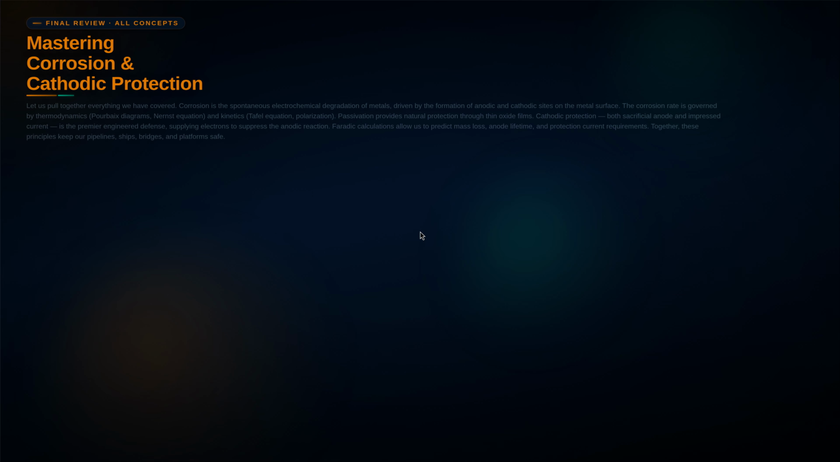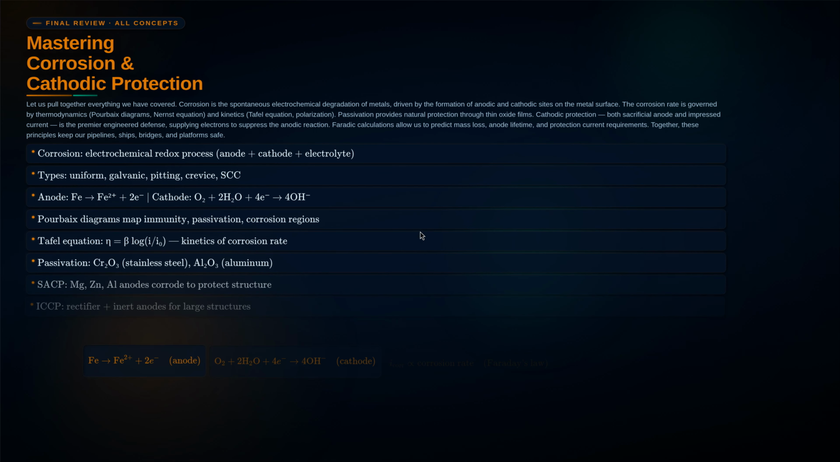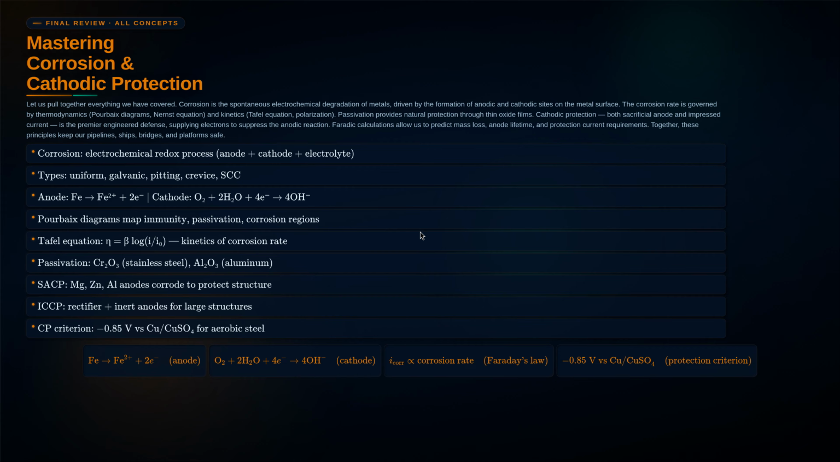Let us pull together everything we have covered. Corrosion is the spontaneous electrochemical degradation of metals, driven by the formation of anodic and cathodic sites on the metal surface. The corrosion rate is governed by thermodynamics through Pourbaix diagrams and the Nernst equation, and by kinetics through the Tafel equation and polarization. Passivation provides natural protection through thin oxide films.